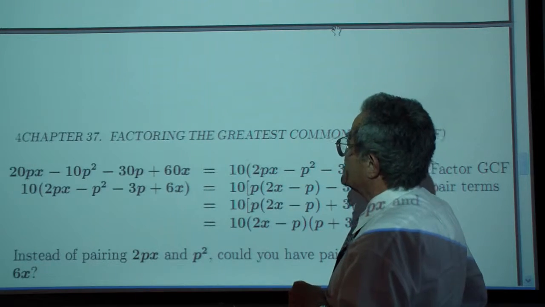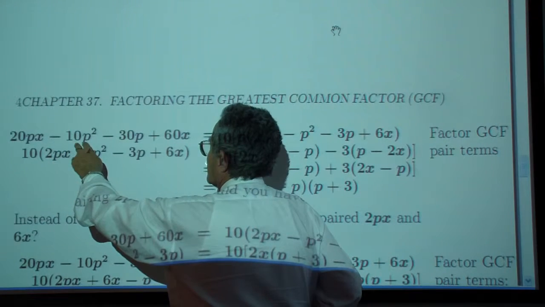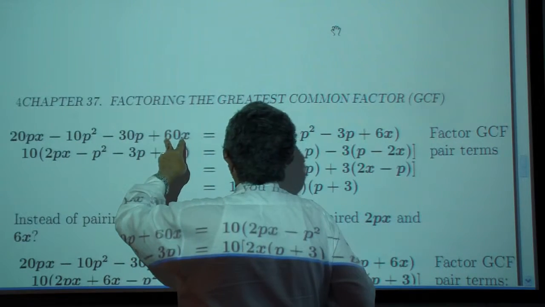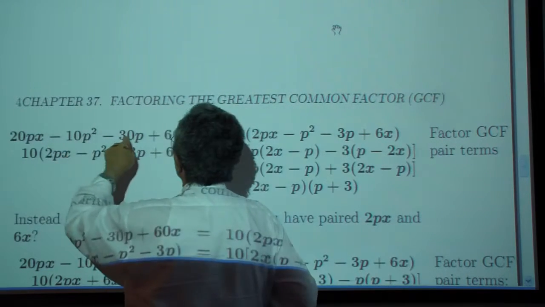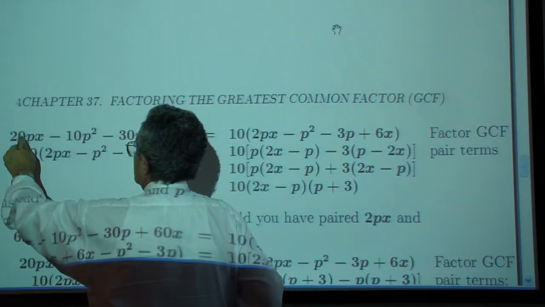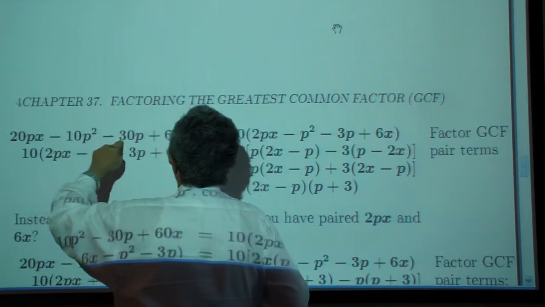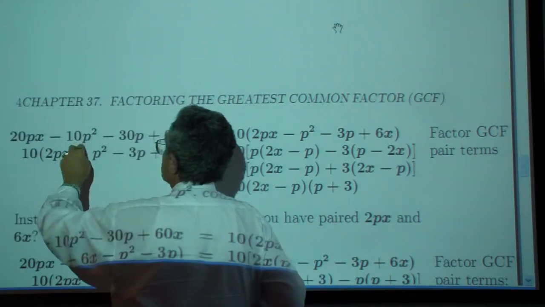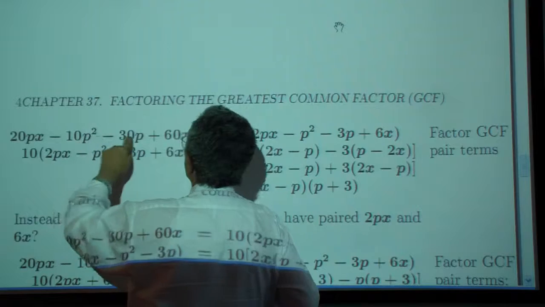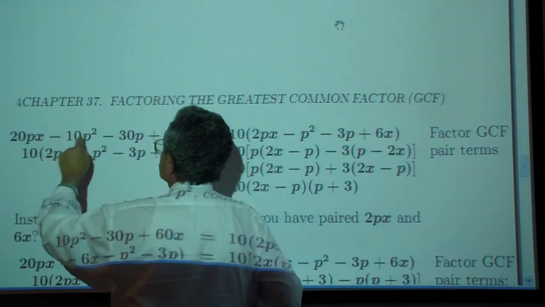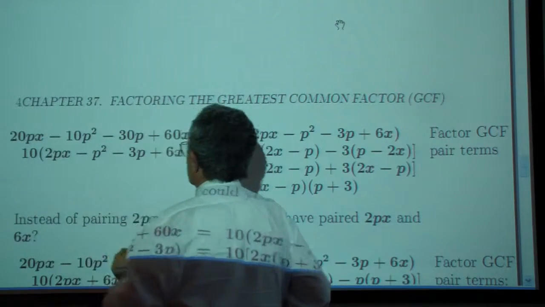Okay. Suppose we want to factor 40px minus 10p squared minus 30p plus 60x. We can factor out a 2, no 3, a 4, no 4. So we have factored out a 2, we can factor out a 5. We can factor out a 10. 10 is the greatest common factor as far as the numbers are concerned. P, no P, X, no X. So P and X are not common, they don't appear everywhere. 10 is the greatest common factor.